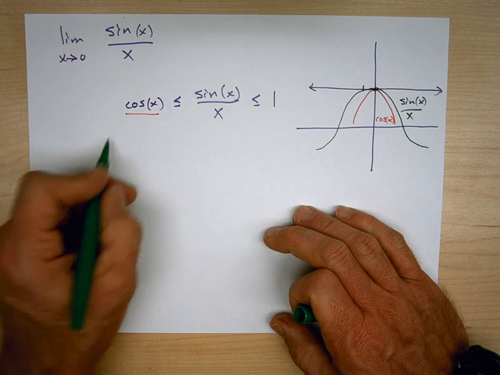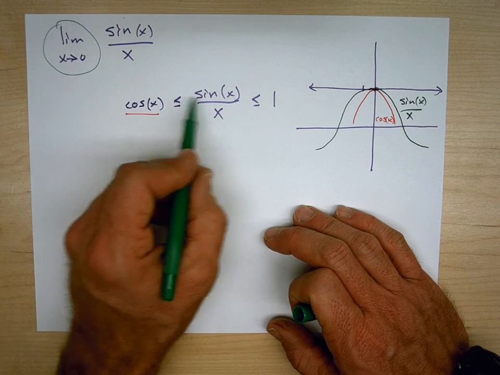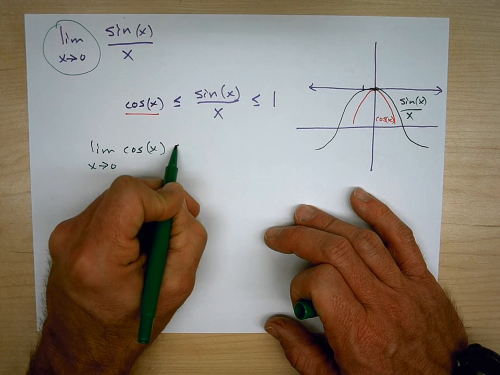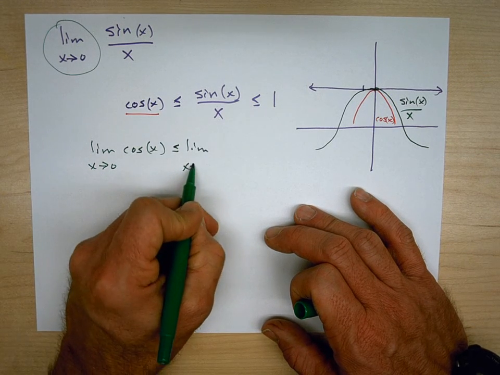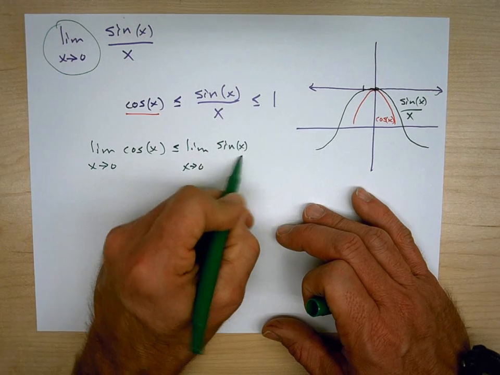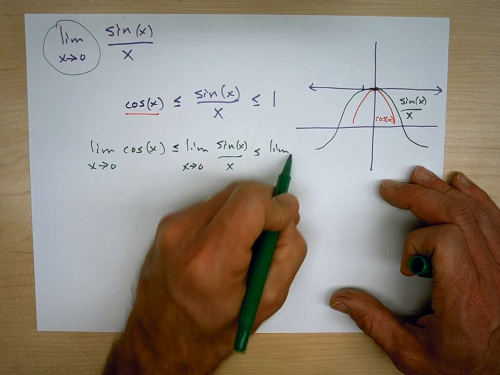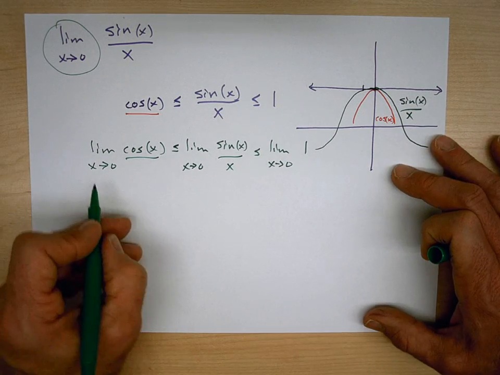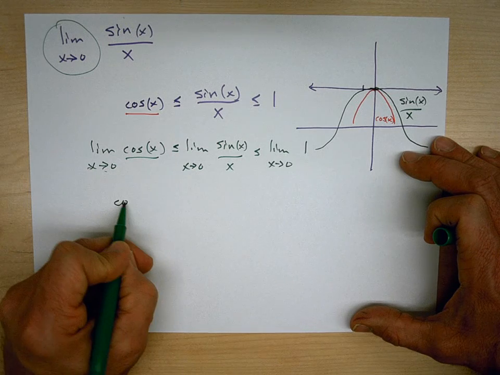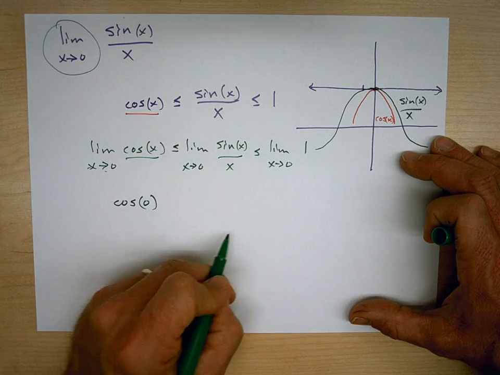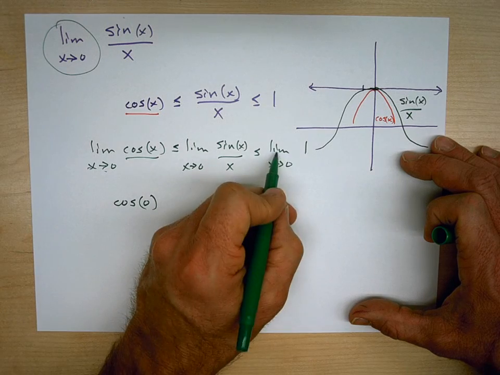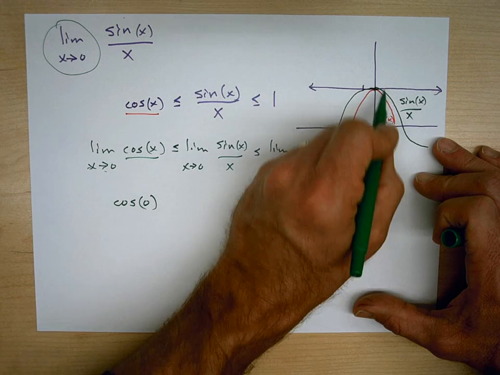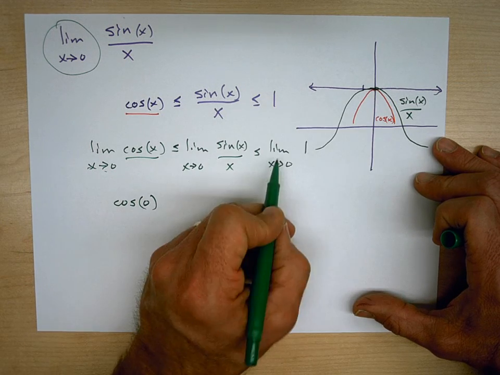So we're interested in this limit. Since we have this relationship, we say that the limit as x approaches 0 of cosine of x is less than or equal to the limit as x approaches 0 of sine of x over x, which is less than or equal to the limit as x approaches 0 of 1. Now, cosine is a continuous function, so we can evaluate this limit by simply evaluating cosine at 0, all right? And then this one is a constant function, so it's also continuous, but we know that this is just a horizontal line. So at 0, the function value is the same as the limit, which is 1.